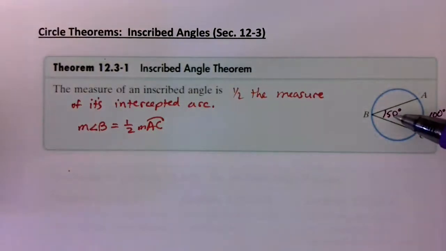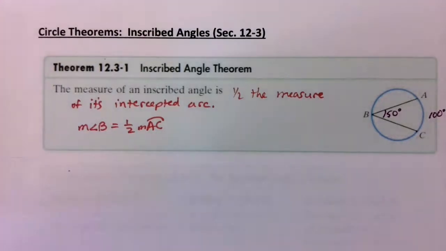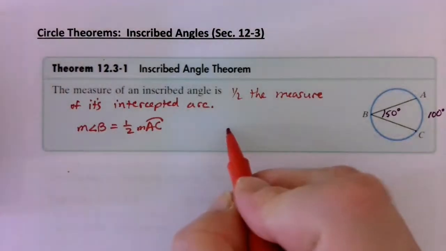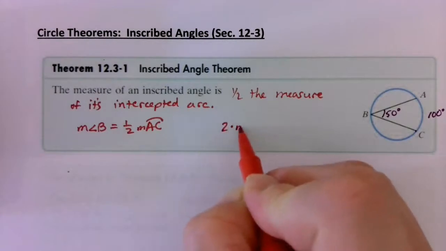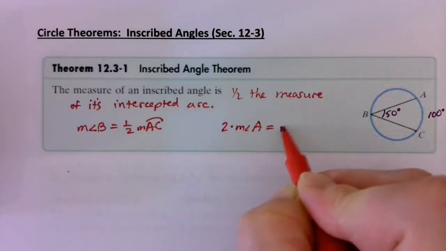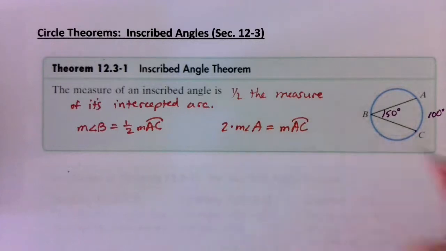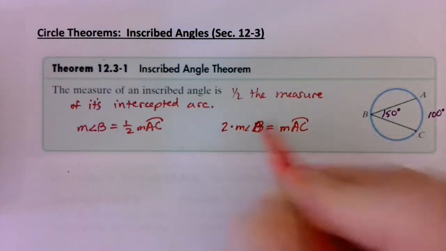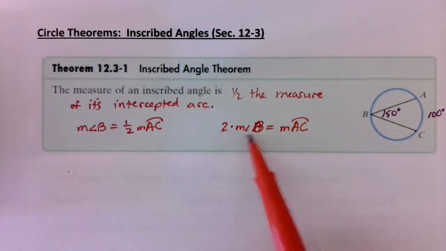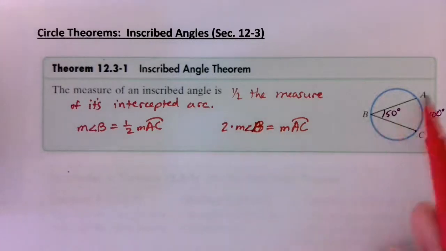Now, if we know the angle is 50 degrees, then how would we find the arc? Yeah, we would just double it. So we could actually write that down, that 2 times the measure of the angle is equal to the measure of the arc. And I meant to say angle B, I apologize for that. 2 times the measure of angle B is equal to the measure of the arc. So it gives you a way to get both of them. If you know the angle, you're going to double it to get the arc. If you know the arc, you're going to cut it in half to get the angle.